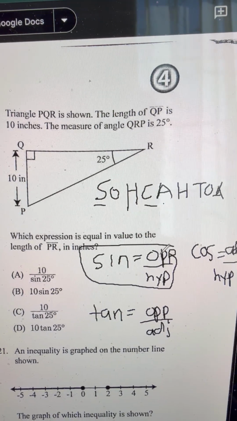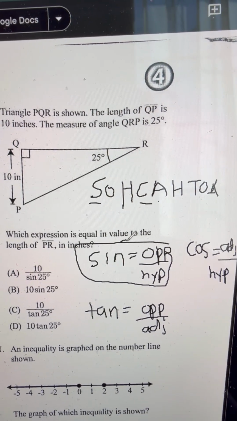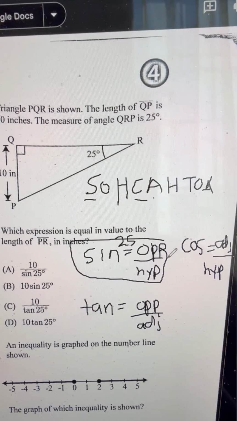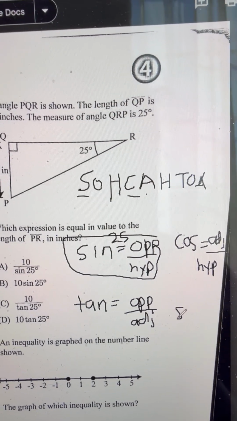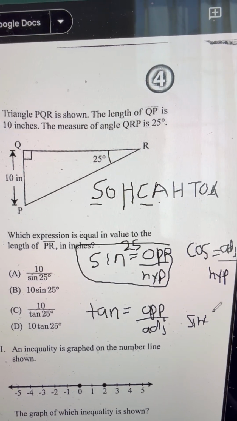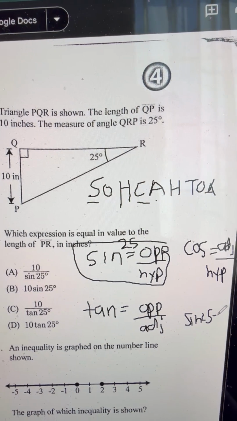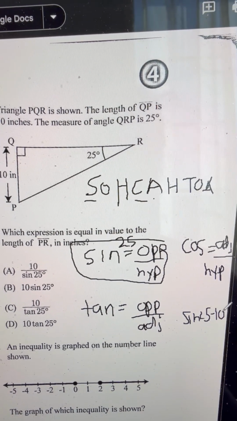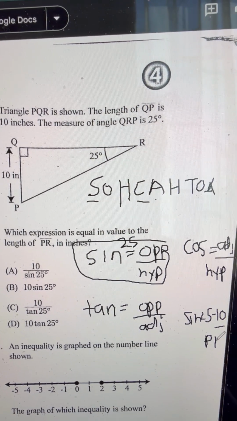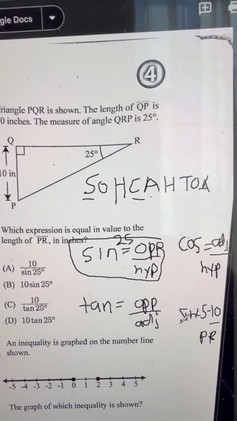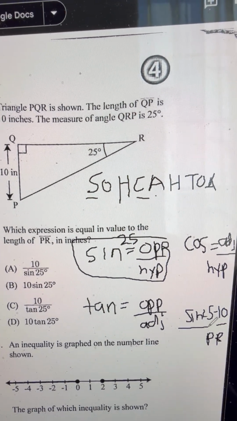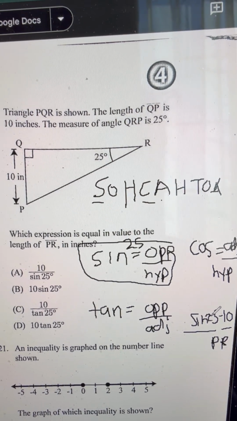Opposite the angle, so it's going to be sine of 25 equals 10 over PR, because PR is the hypotenuse. And then it's asking what PR is going to be equal to. We're going to put the sine 25. Sorry, it's a little bit messy, you guys.